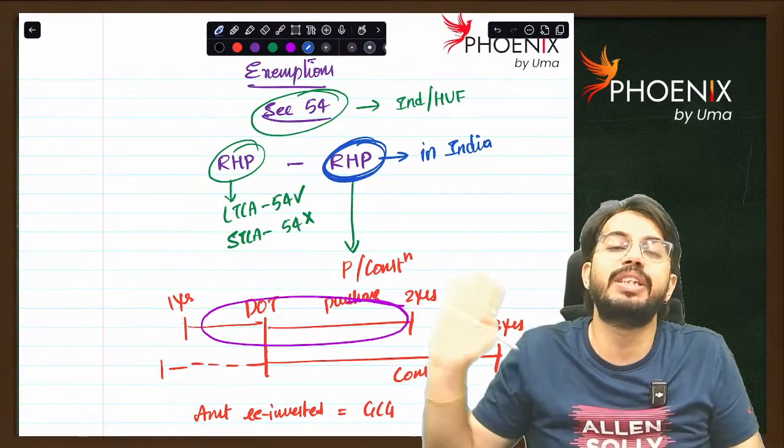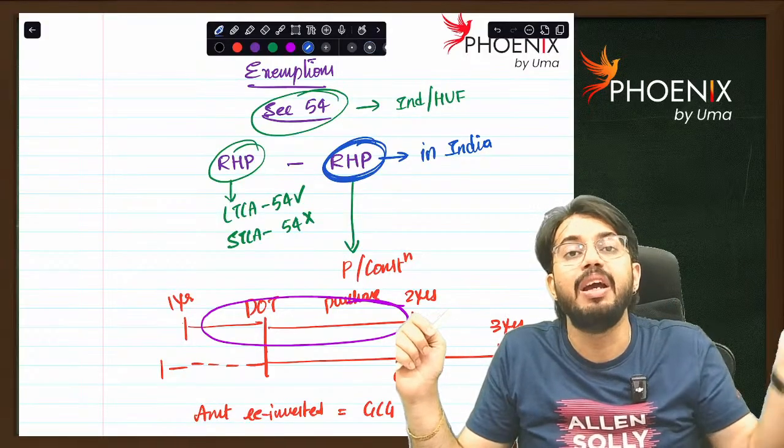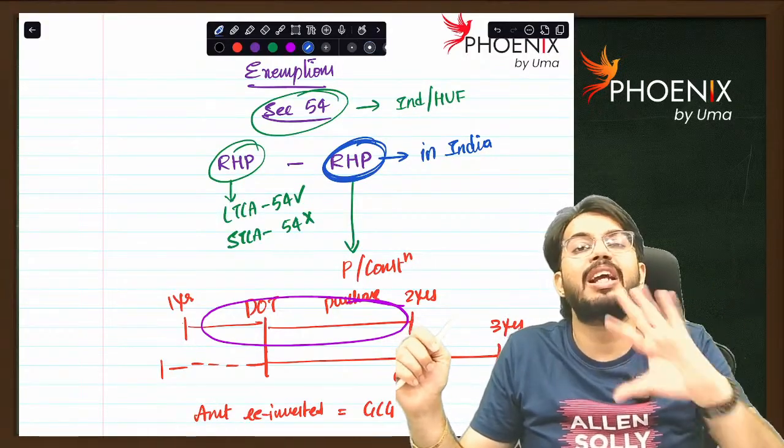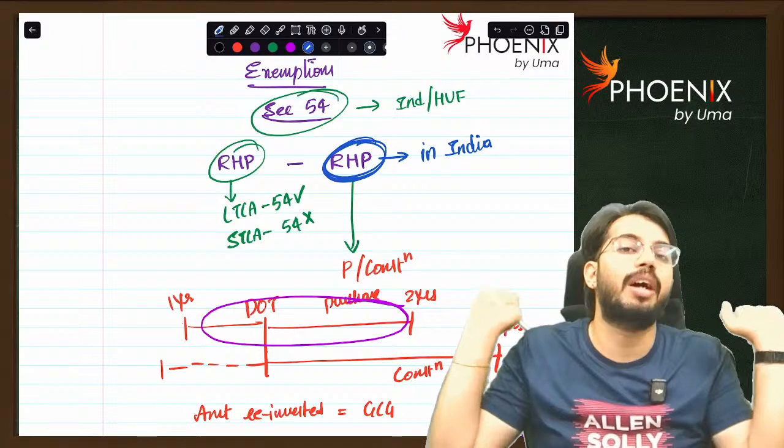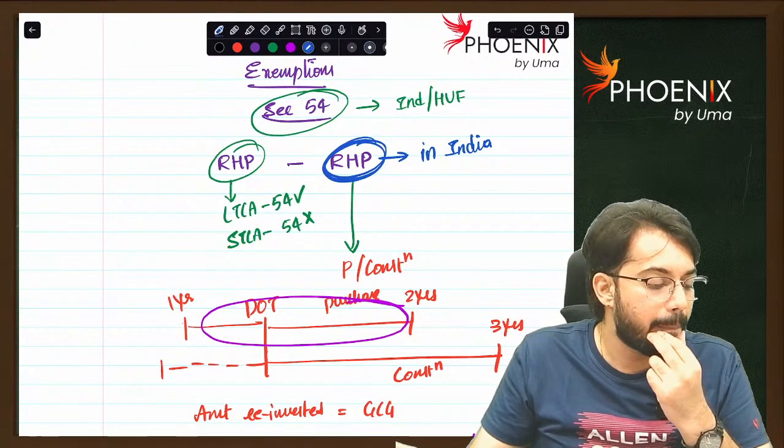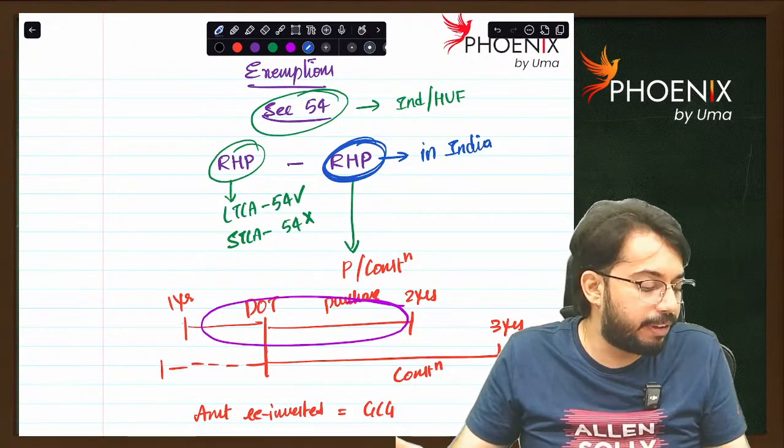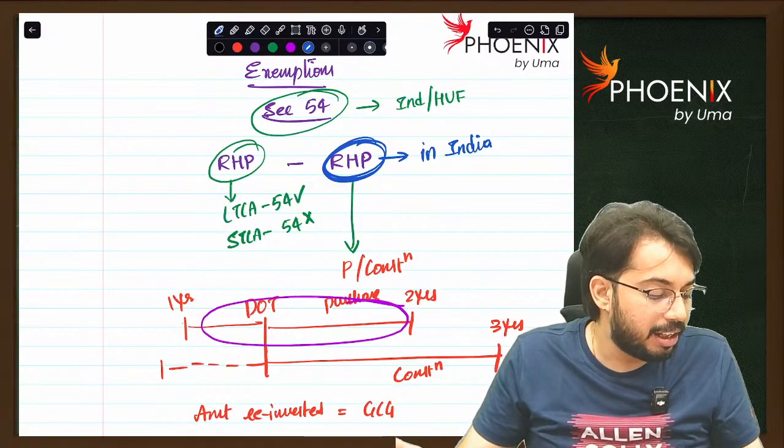I sold my house in Vijayawada. I purchased a new house in Dubai. Whether cost of new house in Dubai, can I claim it as exemption here? Not possible. Able to understand? So this is all about section 54. We discussed very clearly.